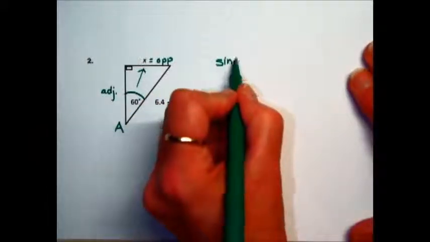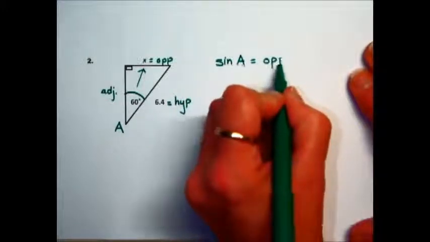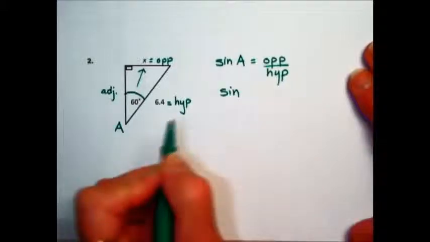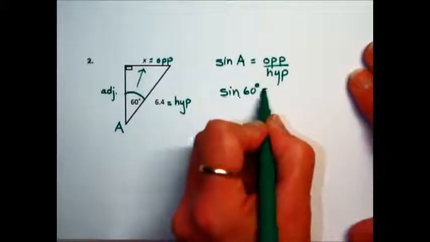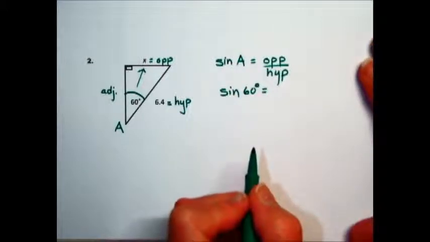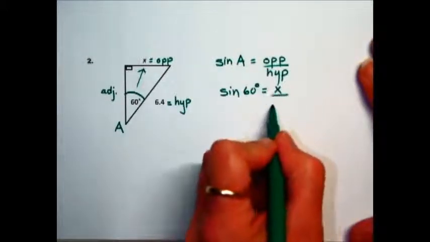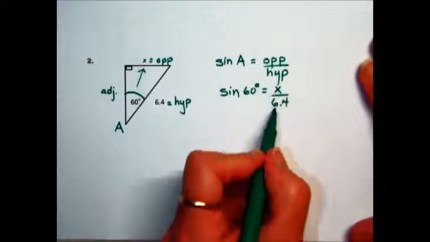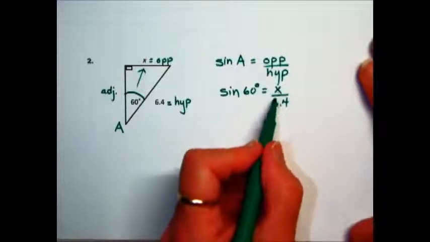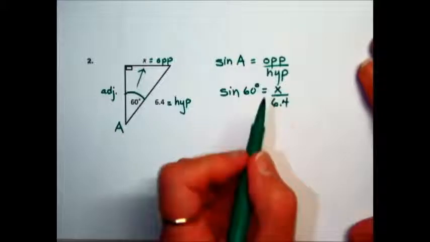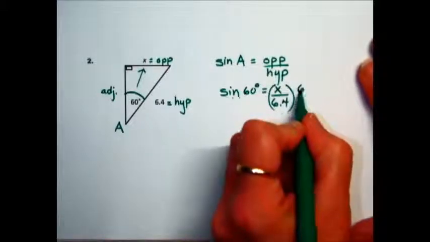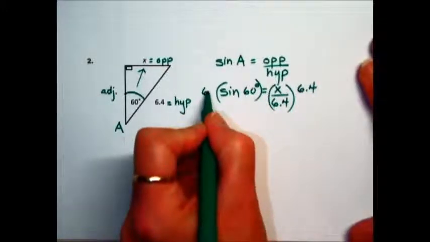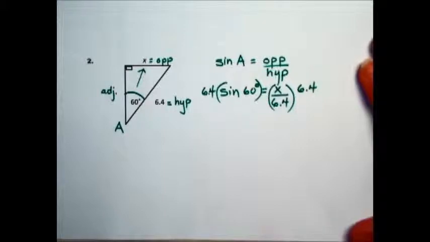Using the sine ratio and plugging in the values that we know, our angle has a measure of 60 degrees that we're using as the reference. The opposite side is the unknown, and the hypotenuse has a length of 6.4. This also looks like a classic algebra problem. To undo the division and get the variable by itself, we will multiply to cancel out the division, maintaining equality. That means both sides need to be multiplied by 6.4.